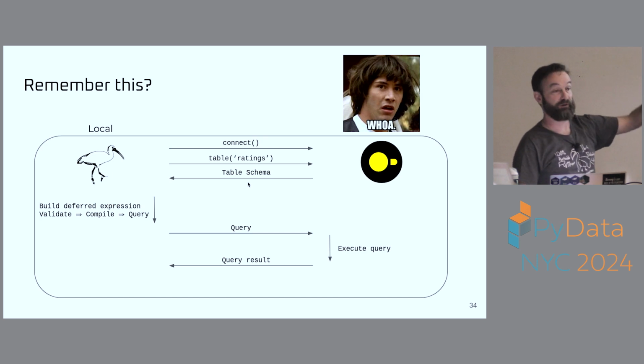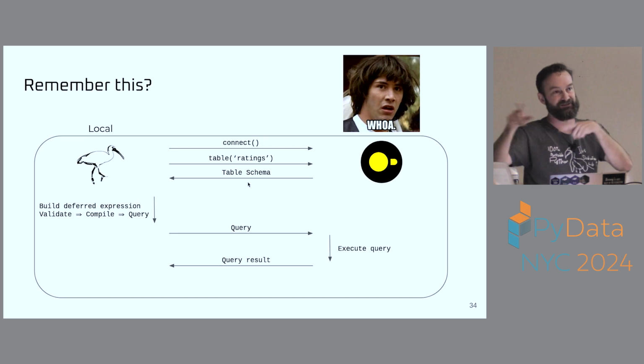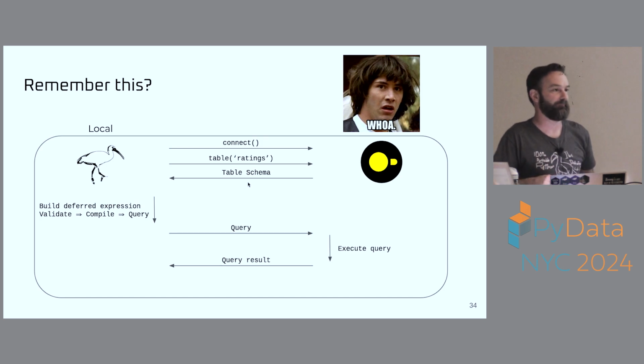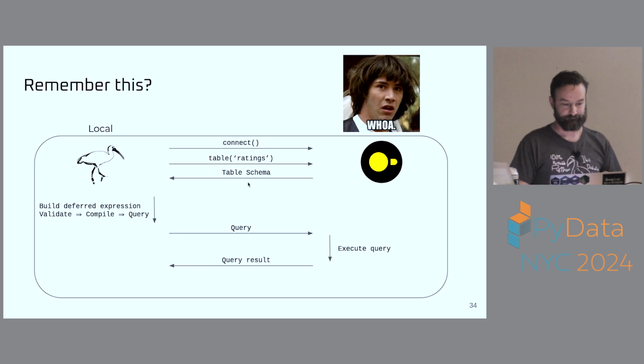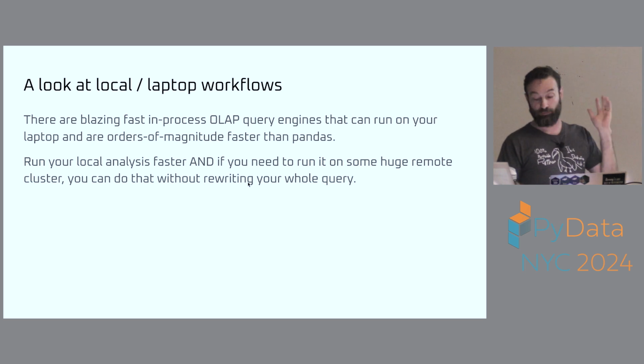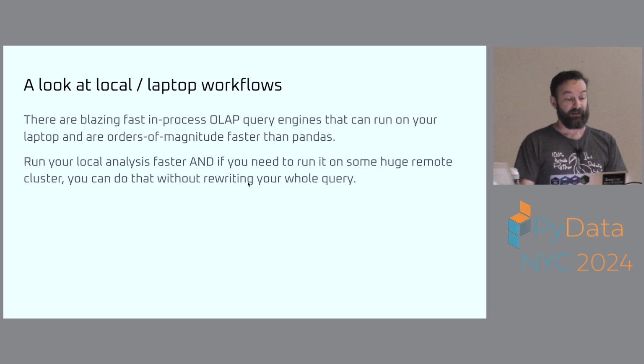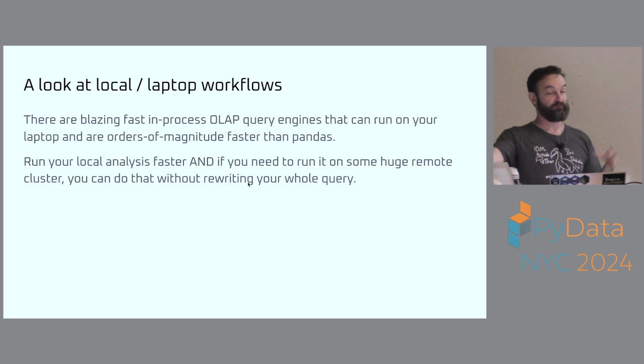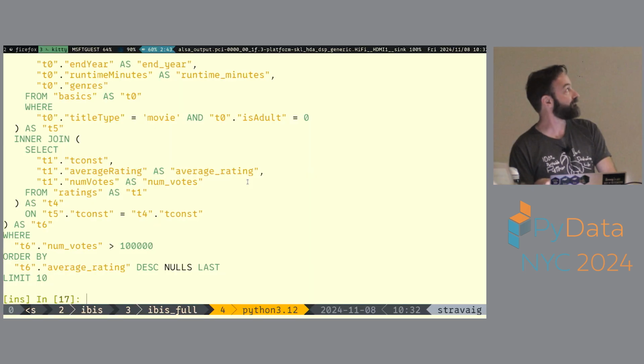If you want to use DuckDB or Polars or DataFusion, those can run on your laptop. Same pattern. You just don't care as much about the fact that you're not shipping data over the wire, because now it's your RAM. But the same pattern works. So there are these blazing fast, usually called OLAP query engines that can run on your laptop. They are orders of magnitude faster than pandas. And you can run your local analysis faster, and then if you do need to run it on some huge remote cluster, if you've done this with Ibis, you can do that without rewriting your whole query, which is nice. So let's try that.